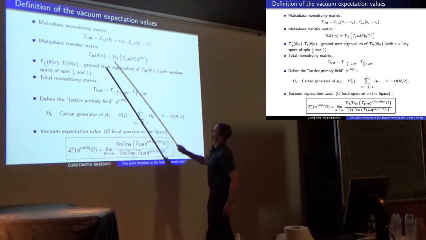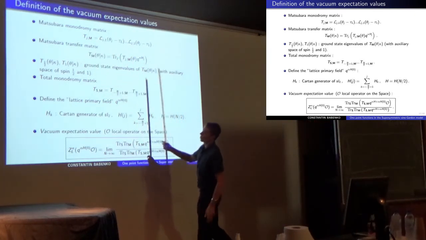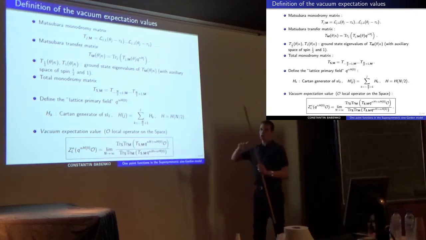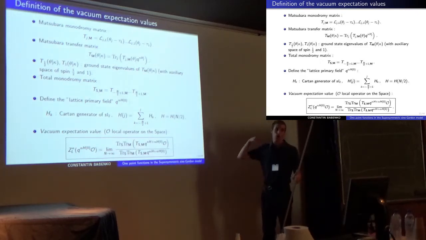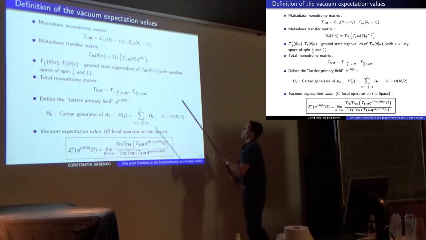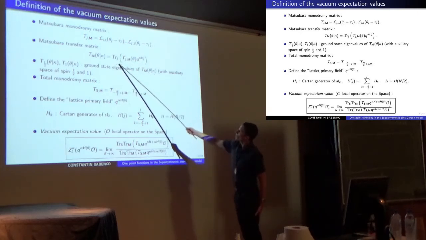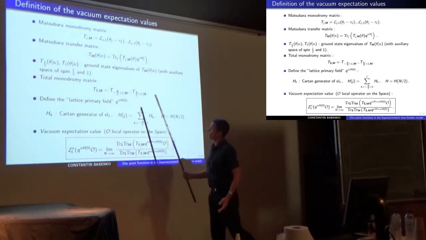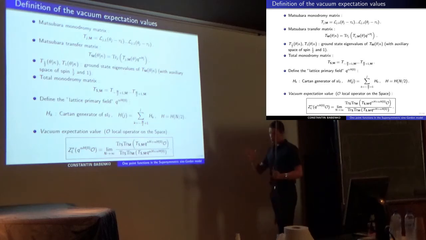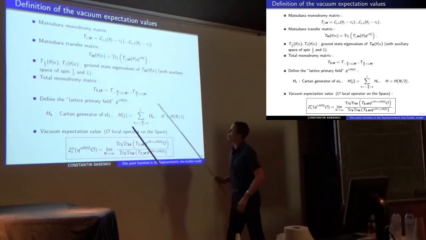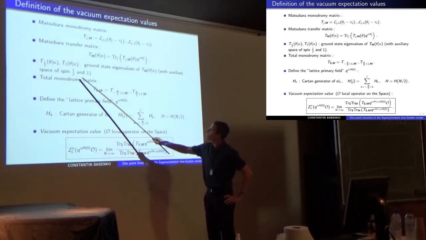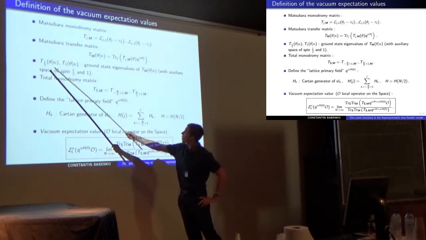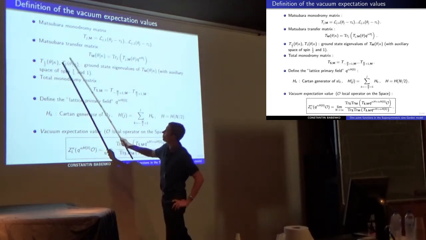So first, we define the Matsubara monodromy matrix. As usual, you just multiply the R matrices along the Matsubara direction. If you twist and you take the trace, you get the transfer matrix. And then, if you allow for the auxiliary space to be of spin 1 or spin 1/2, you can have two ground state eigenvalues that we denote T_1/2 or T_1.